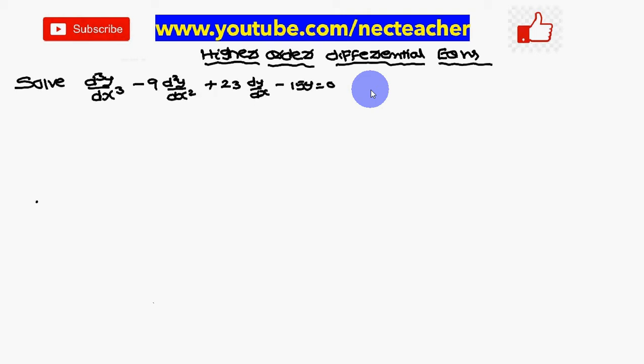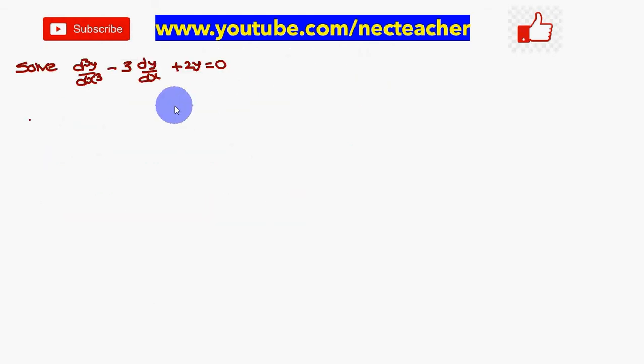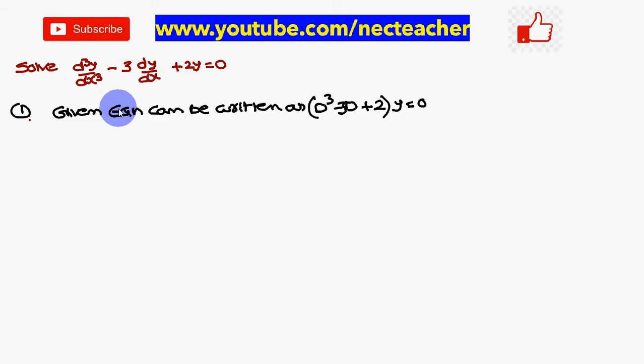Good morning, students. Today we are going to discuss higher differential equations, how to find the complementary function. So we will consider one problem: d cube y by dx cube minus 3 dy by dx plus 2y is equal to 0. So the given equation can be written as (D cube minus 3D plus 2) y.